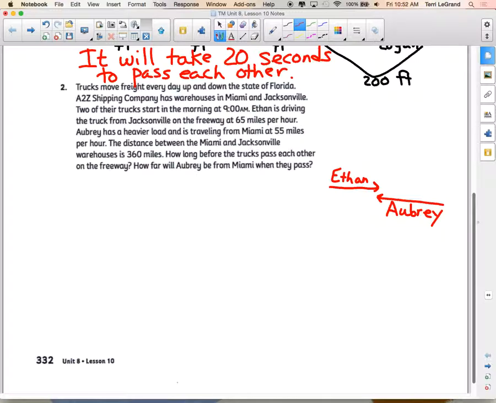We can cross out trucks move freight every day up and down the state of Florida. Oh yeah, we're like, yeah, they do in North Dakota too. Okay. What else do you want me to do? Okay, I'm just going to give everybody a chance here. Derek, give me something to do.